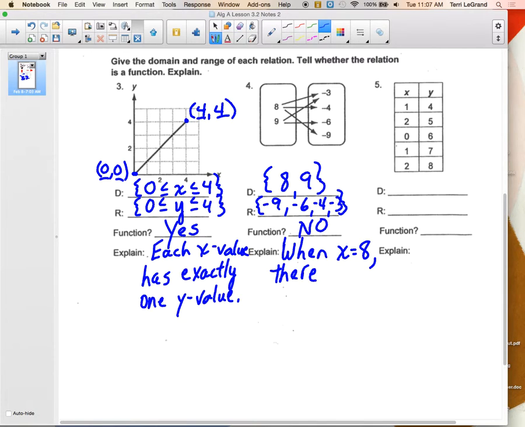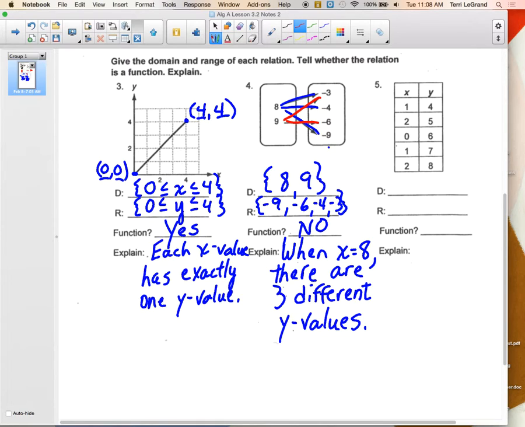How many different y values are there? 1, 2, 3. When x equals 8, there are 3 different y values, and you've got to say different, because if those y values were the same, that would not qualify. So be specific, pick a time, something that makes it break down from being a function. What else could we have used as an example? 9. When x equals 9, there are 2 different y values. So we could have used that as our justification.